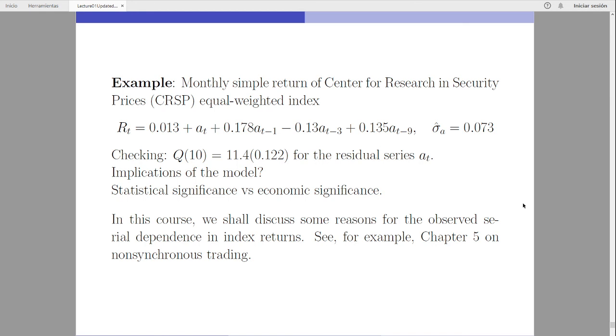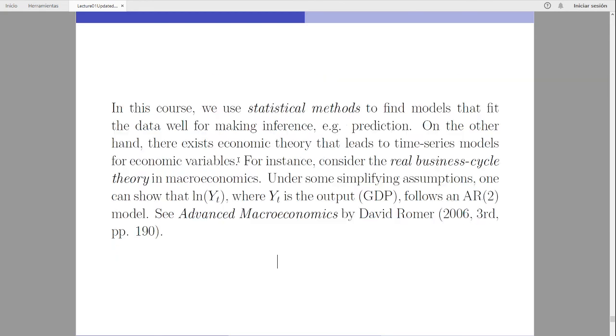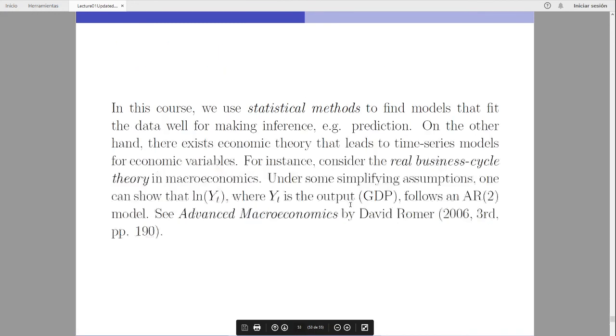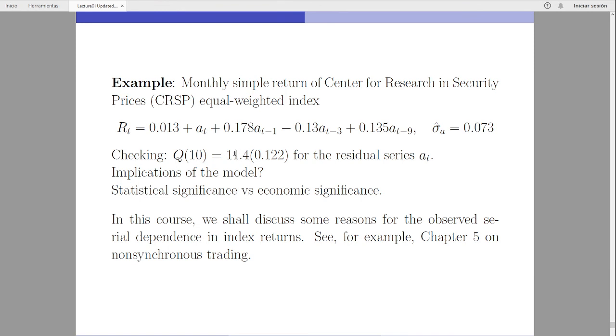This one, monthly simple return of the Center for Research in Security Prices, CRSP, index is determined in this way, with the standard deviation of a, the volatility, being like this. We pick the residual series a sub t, and we can build it into the Q model from before. Where was it? Here. We can run this test over it, and so we get a not so bad value, really. So I really want you to tell me whether or not we should accept that this has serial correlations or not. I will ask about that on Monday.